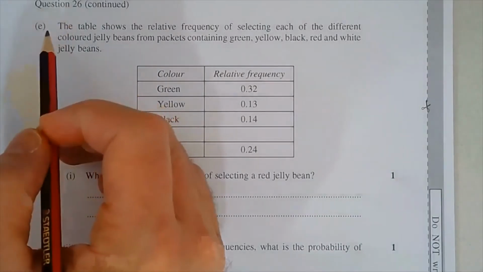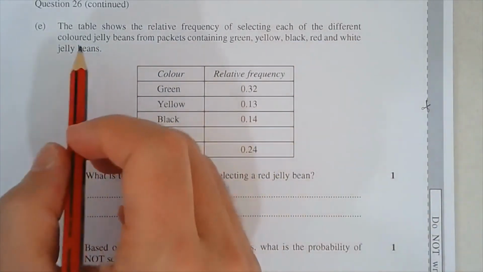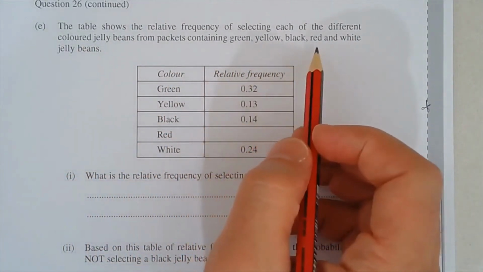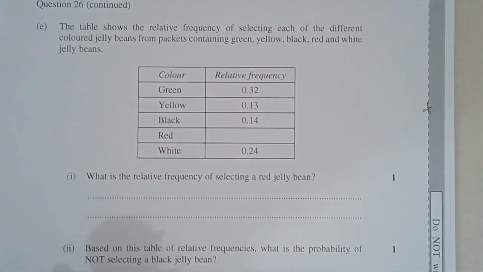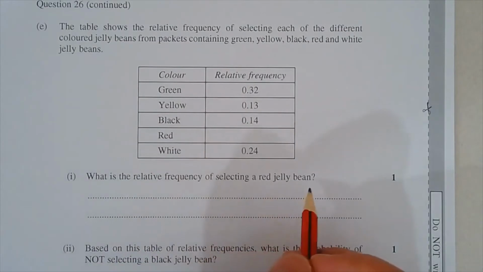Question 26E. The table shows the relative frequency of selecting each of the different coloured jelly beans from packets containing green, yellow, black, red and white jelly beans. Part 1. What is the relative frequency of selecting a red jelly bean?